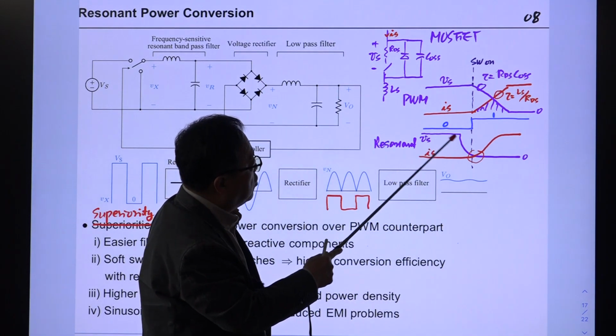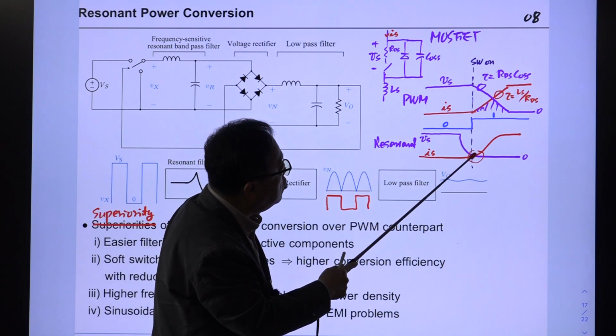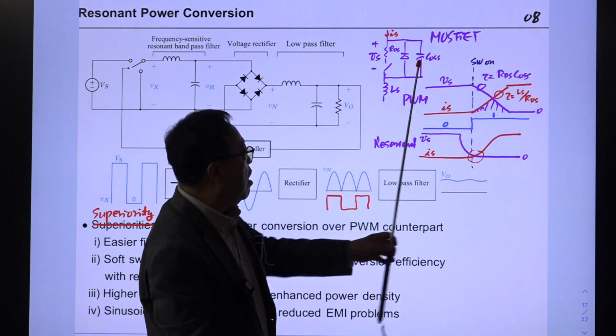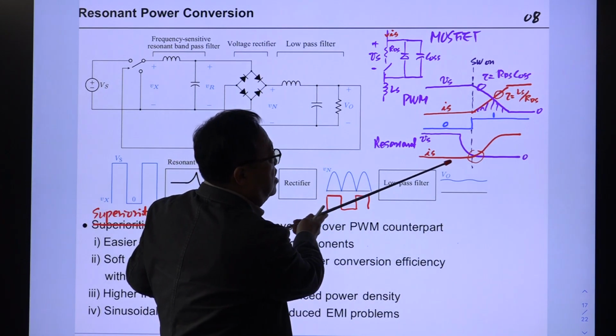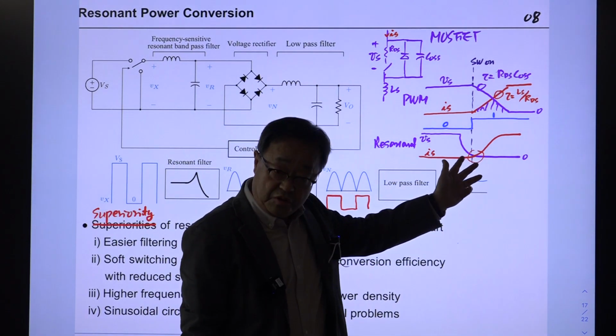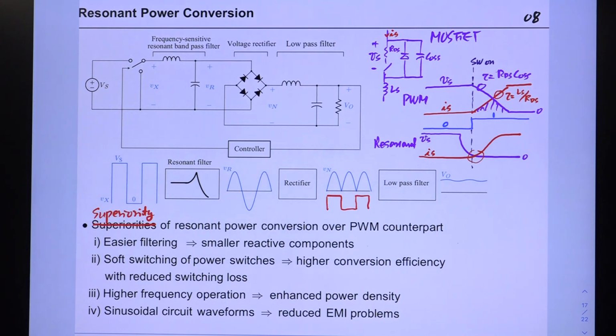That situation is shown here. This is VS, the voltage across drain and source, reduced to zero, and you create the channel after this voltage is reduced to zero. Then the current will increase gradually, but there is almost no overlap, or very small overlap. That means the switching loss is almost eliminated, or greatly reduced. That is the most prominent advantage of this resonant converter. It's called soft switching. More specifically, it is called zero voltage switching turn on.